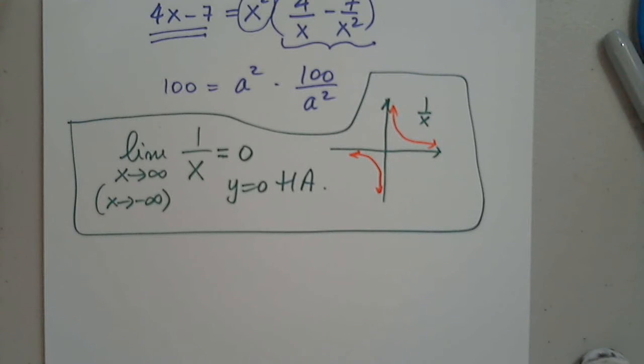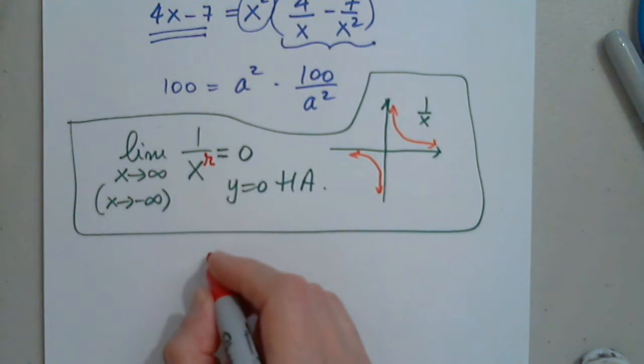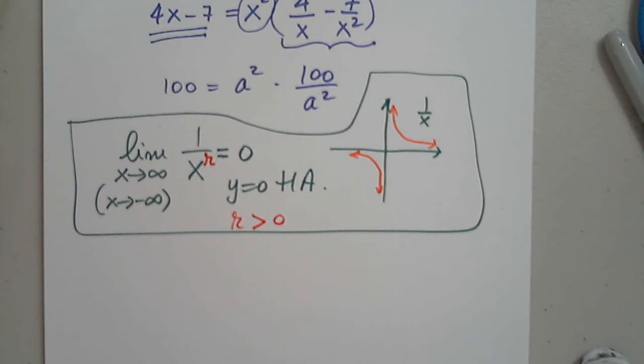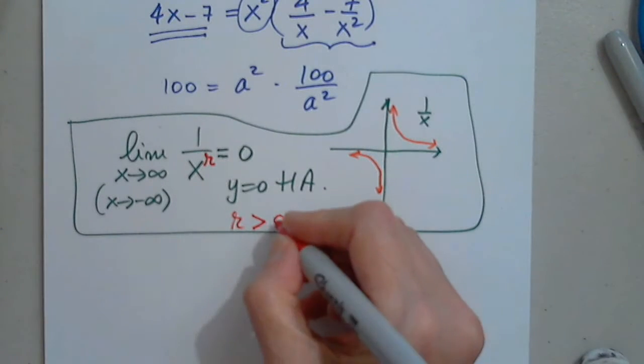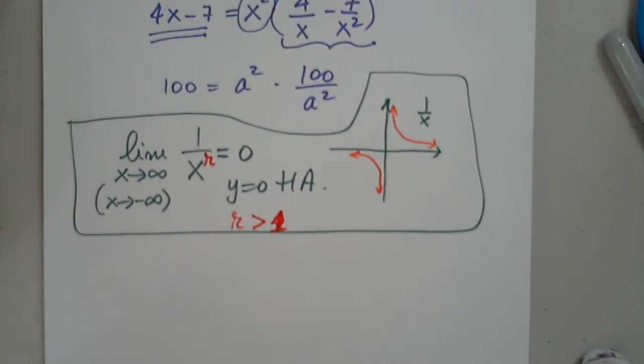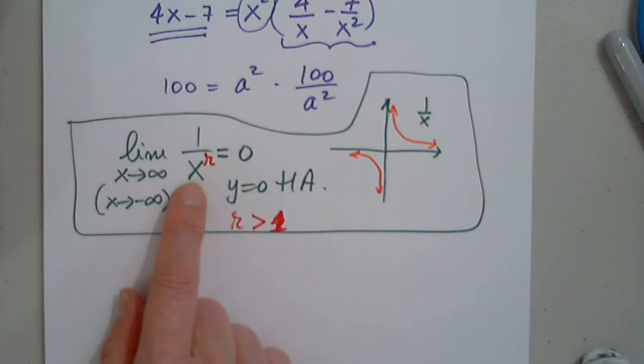Now, here's a question for you. What if I put a power here, like a power r, and r is a number greater than 0? I wanted it to be greater than 1, actually. If it is greater than 1, 1.5, 2, 3, 10, will the answer change? I don't think so. Of course not. The answer will stay the same. So any power that is greater than 1, it will stay the same.